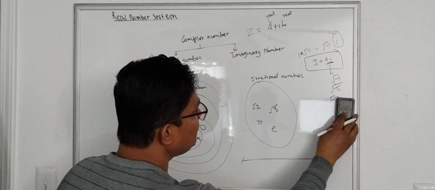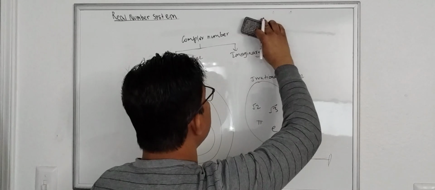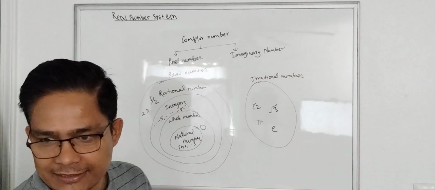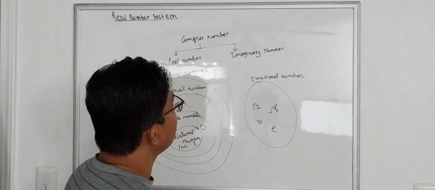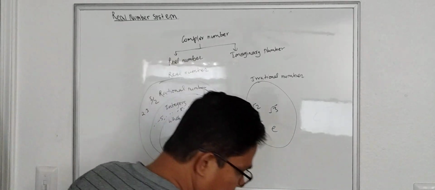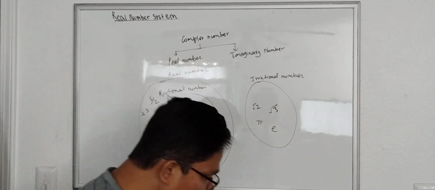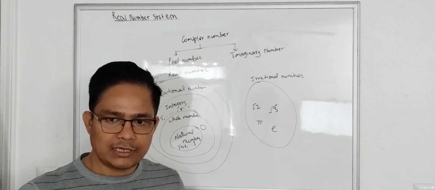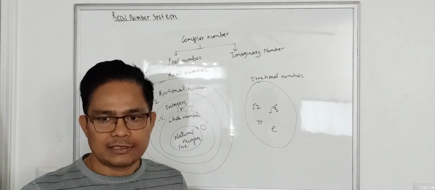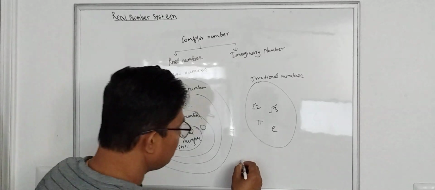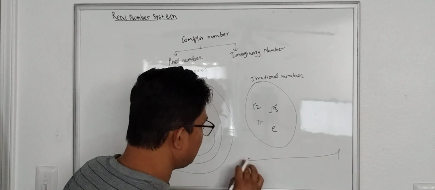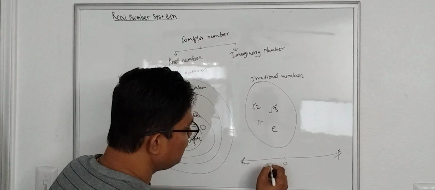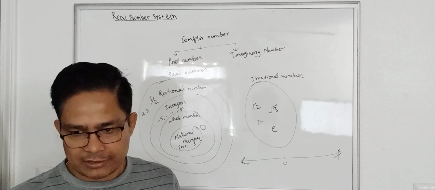So I'm going to erase everything, but don't erase this concept from your brain. Just keep in mind that there is also a number system called imaginary numbers, but you don't have to remember everything about that right now. So now coming back to the real numbers. As I told you at the start of this video, any number that you can find on this number line, that will be your real number.